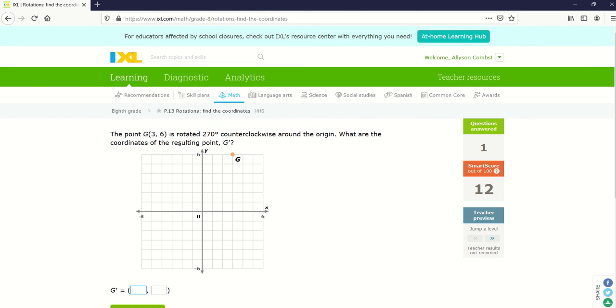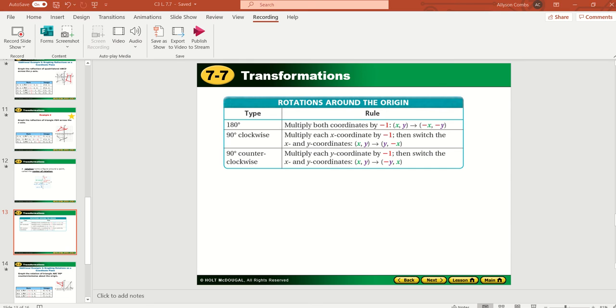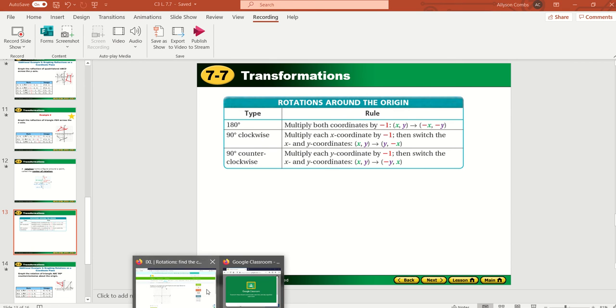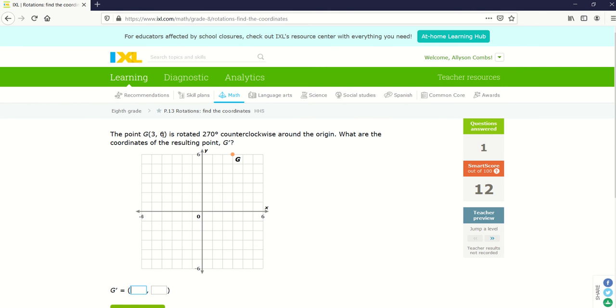Okay, so this one is rotated 270 degrees counterclockwise around the origin. So when you see 270 degrees counterclockwise, what that means is it's 90 degrees clockwise, because 270 degrees counterclockwise would be like over here, and over here, which is going to be 90 degrees clockwise. So we're going to look at that.